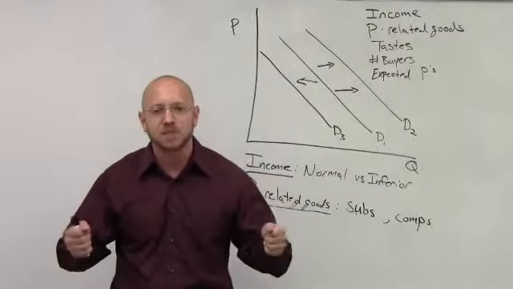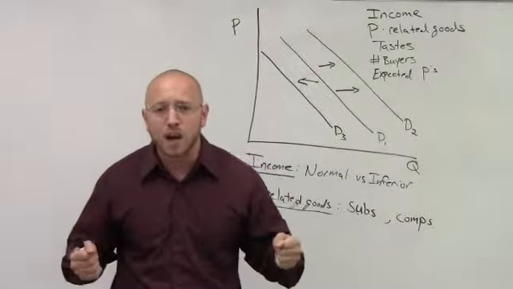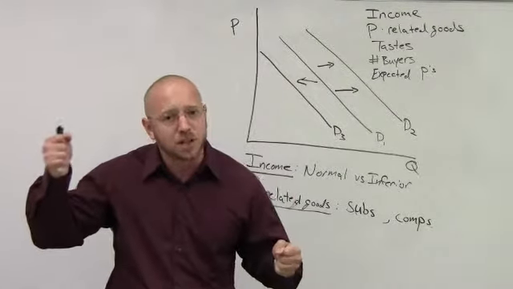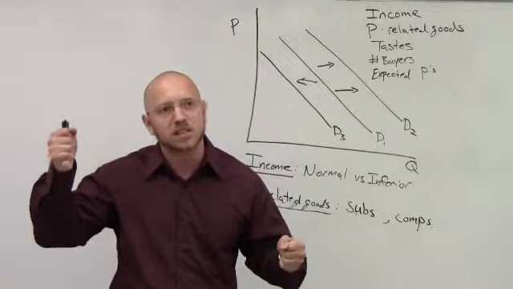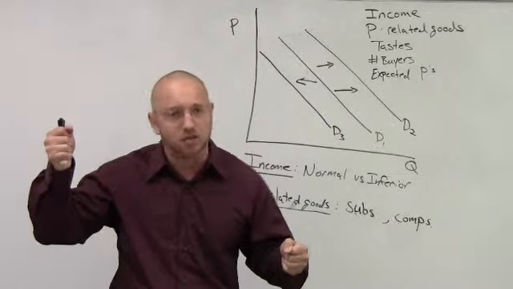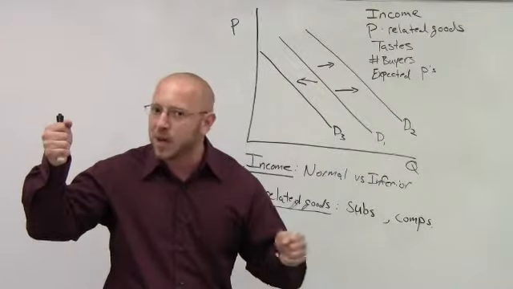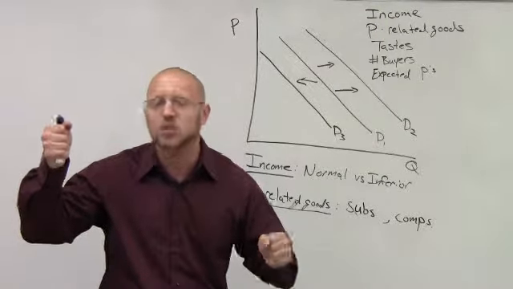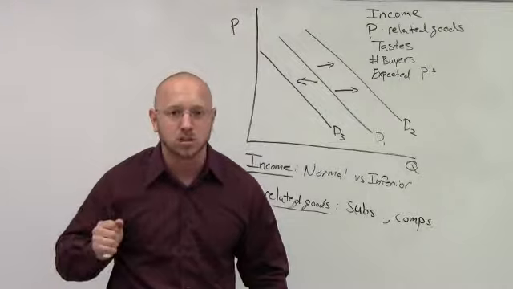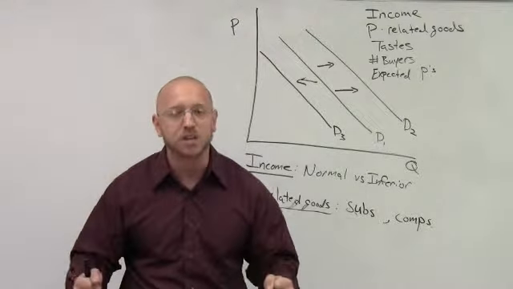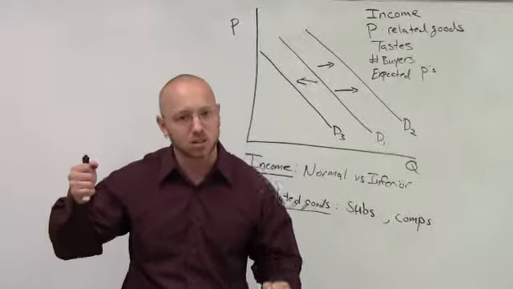Now let's see what happens. Let's say peanut butter and jelly. What happens if jelly goes up? The price of jelly goes up. Well, price of jelly is expensive, I'm going to buy less jelly. Law of demand, right? Price of jelly goes up, I buy less jelly. But I only buy peanut butter when I buy jelly, so I buy less peanut butter also. So the price of a complement goes up, the demand for that good goes down.